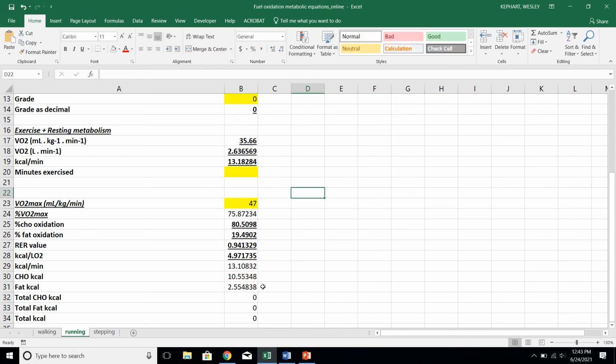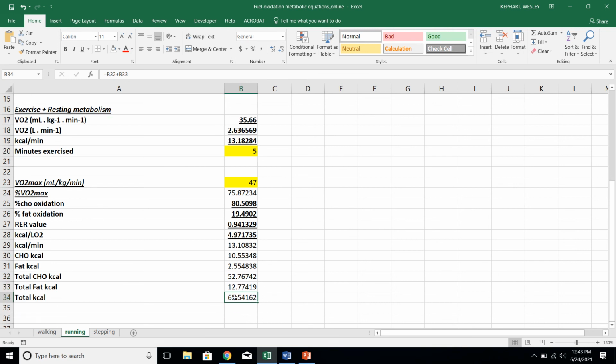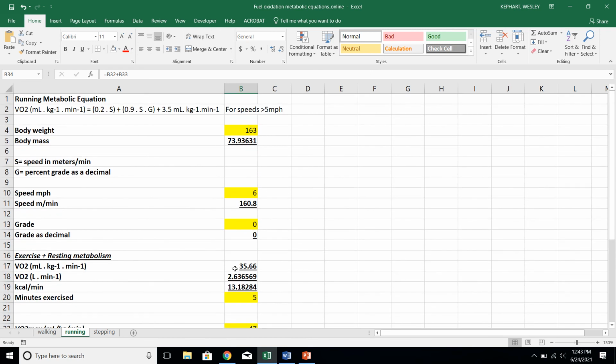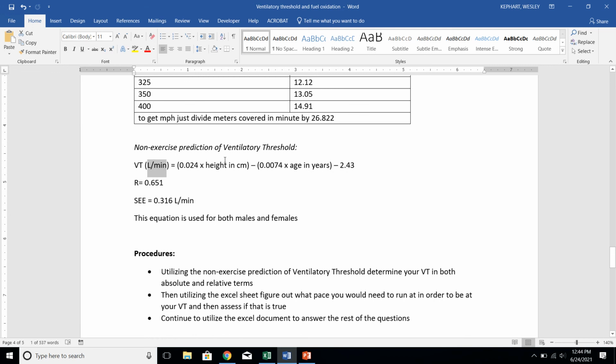And if you want to figure out quite a bit more about this, you could just type in that you exercise for 5 minutes, and then it tells you how many total carbohydrate calories you burned, how many total fat calories you burned, and how many total calories you burned if you maintain this for so long, right? So what you're going to need to do is figure out what your ventilatory threshold is, based upon this equation.